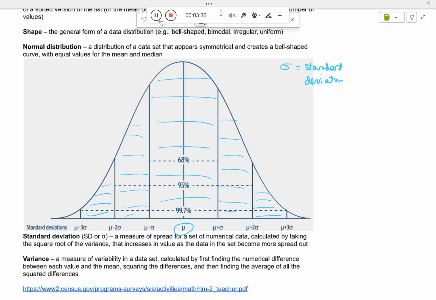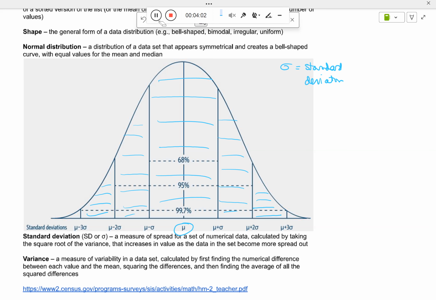Down below we have the standard deviation, which is a measure of spread for a set of numerical data. A measure of spread would be something like the range or the interquartile range. Instead of focusing on what's going on at the middle of the data, it's asking how spread out the data is. And it's calculated by taking the square root of the variance, which increases in value as the data set becomes more and more spread out.